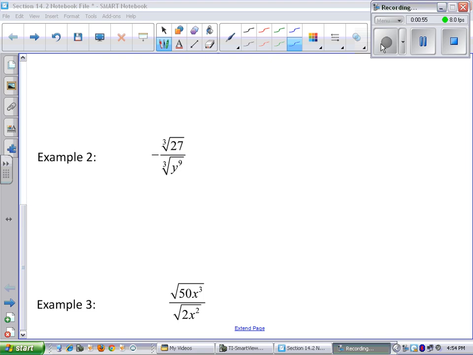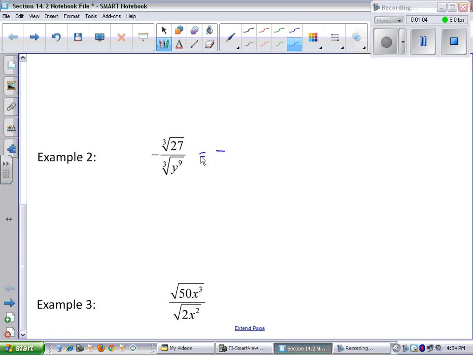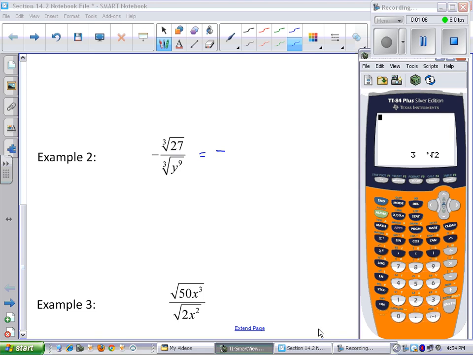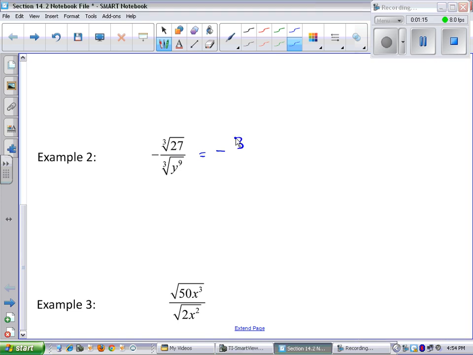Example 2, I have negative the cube root of 27 over the cube root of y to the 9th. So my answer is going to be negative. I'm going to use this program on the calculator to get the cube root of 27. Cube root of 27 is 3. And remember how we do the variables? We divide 3 into 9. It goes evenly. So the cube root of y to the 9th would be y to the 3rd. Final answer on this one.